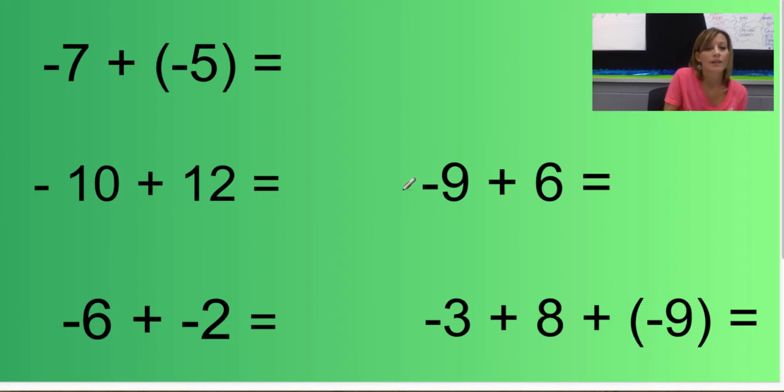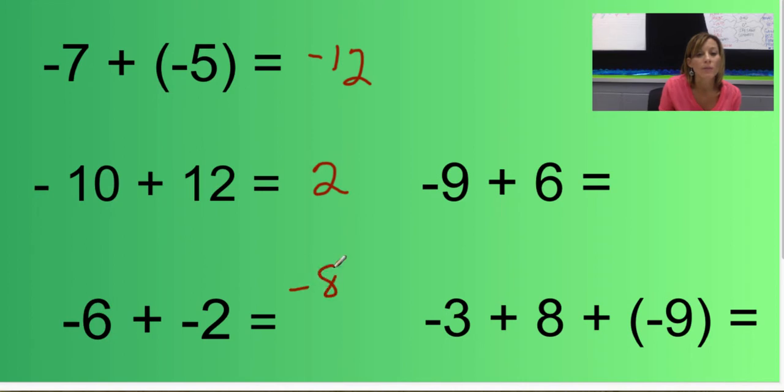All right, so you should have had negative 7 plus negative 5 is negative 12. Negative 10 plus positive 12 is positive 2. Negative 6 plus negative 2 is same signs. We add them up to get negative 8. Negative 9 plus positive 6 is negative 3. And then our last big one, a negative 3 plus 8 is going to give us a positive 5.